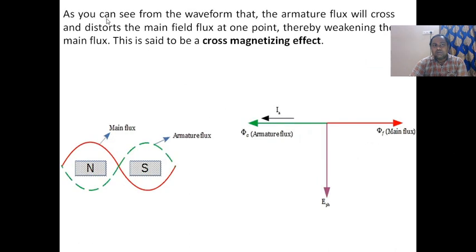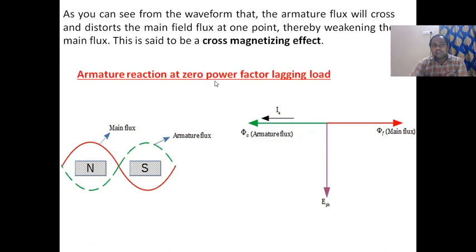As you can see from the waveform, the armature flux will cross and distort the main field flux at one point, thereby weakening the main flux. This is called a cross magnetizing effect. So the unity power factor causes cross magnetizing effect.